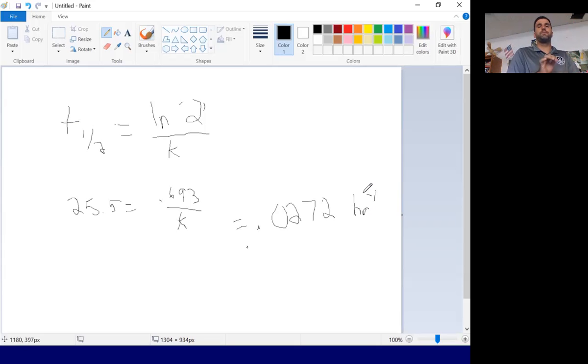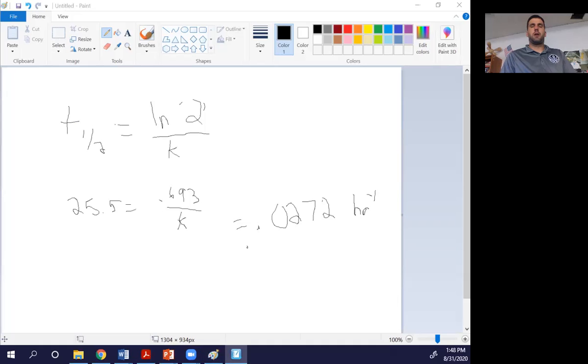Okay, let's do example 2. It tells me the decomposition of NH3 is a first order reaction with a half-life of 200 seconds at room temperature. How long will it take for 1.0 molar NH3 to decompose into 0.625?